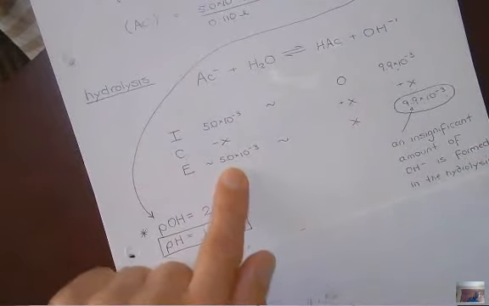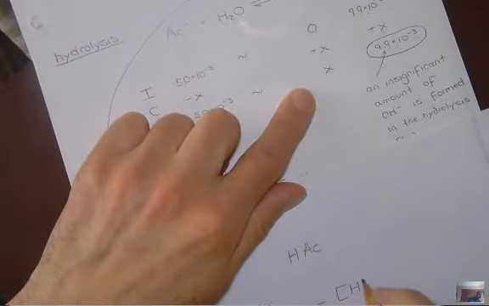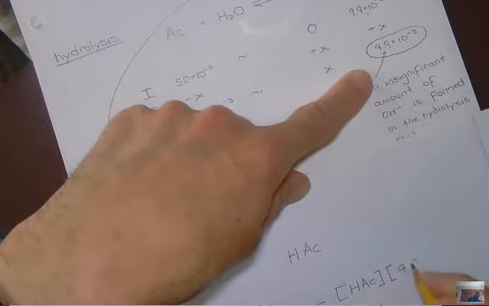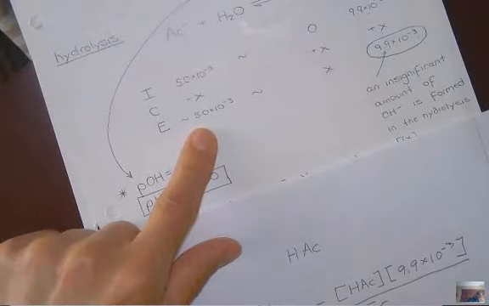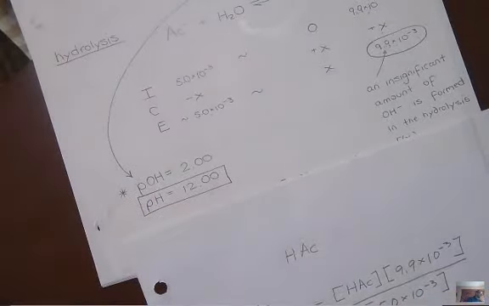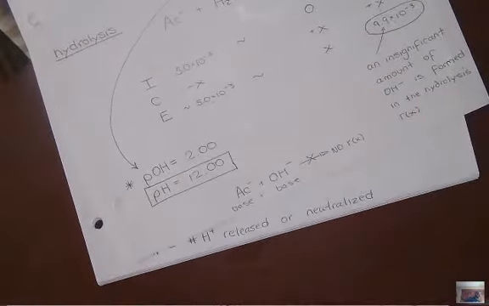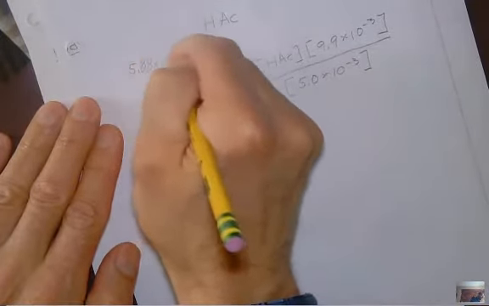Kb is equal to the concentration at equilibrium of HAC. I don't even have to write X. I'm going to write that times this, 9.9 times 10 to the minus 3, all divided by 5.0 times 10 to the minus 3. Okay? And from part D, I'm just going to look up Kb. The Kb value, remember, super tiny, 5.88 times 10 to the minus 10th.